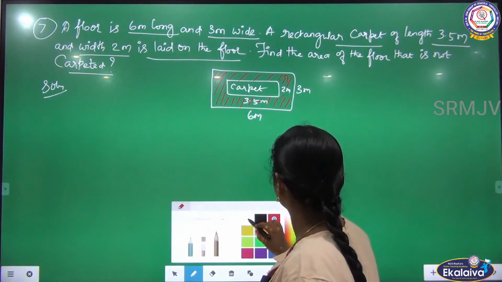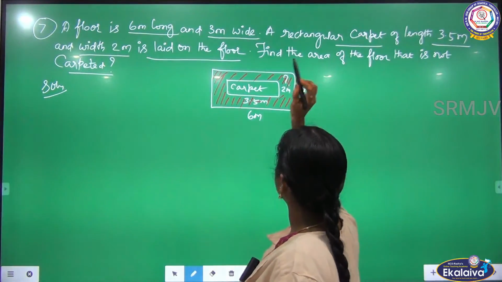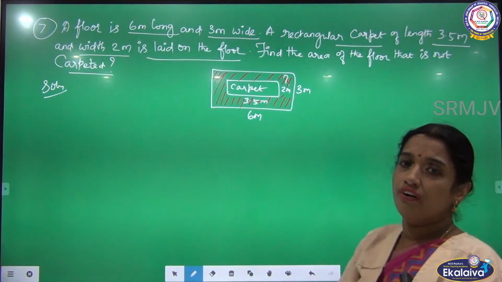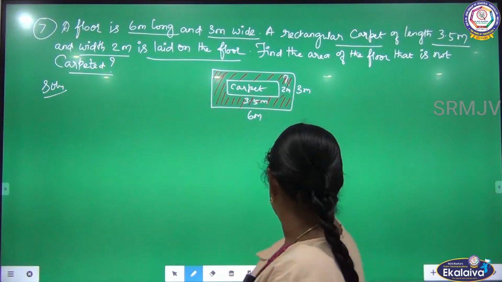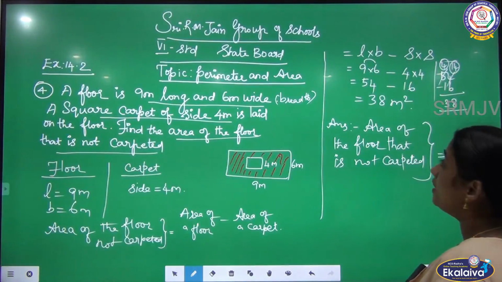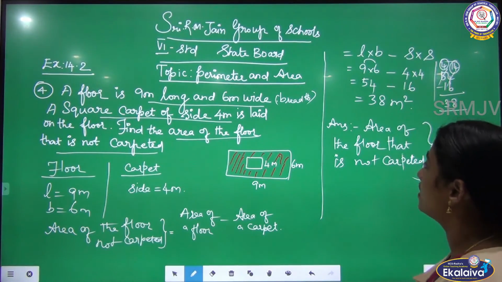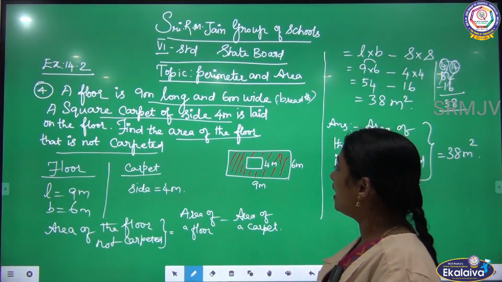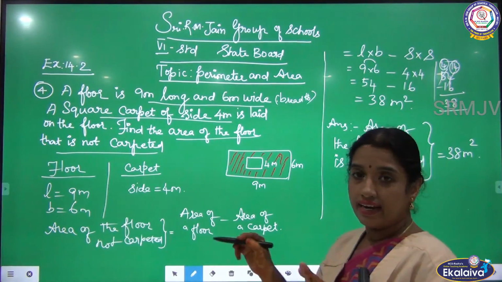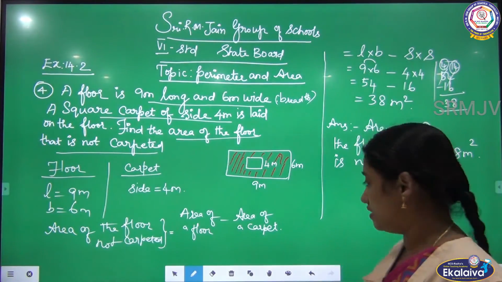Can you clear this, children? This is the thing I am going to find out. I am shading in the red color, no? That I am going to find out. Listen, see this, see the third sum. Already we have done this fourth sum. Same thing, here they were given in a square shape. Now they are given in a rectangle shape. That is only the difference, okay.